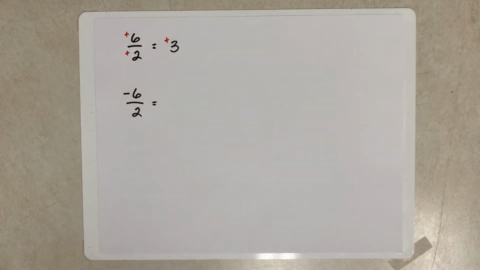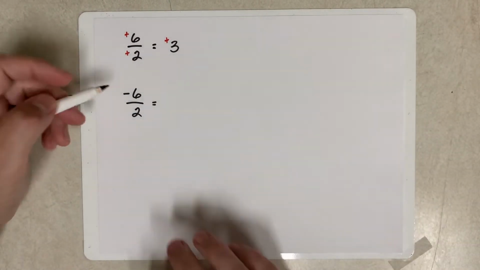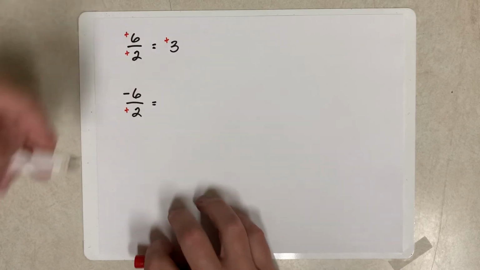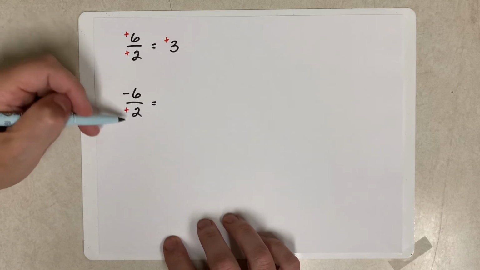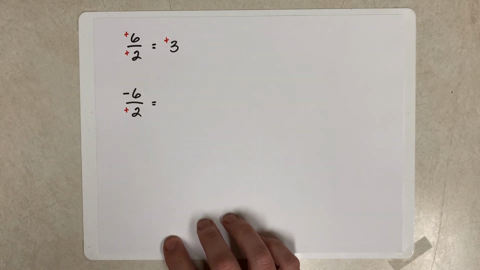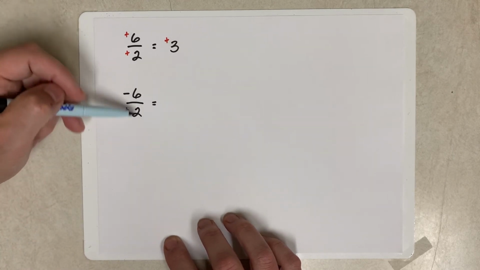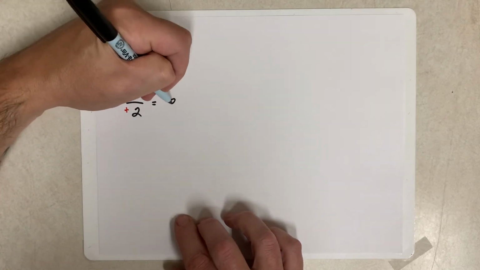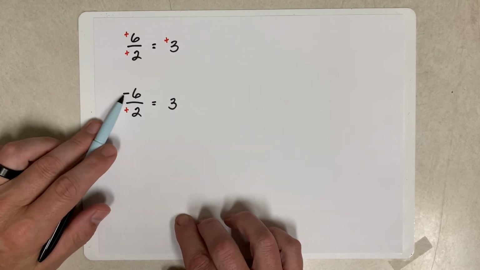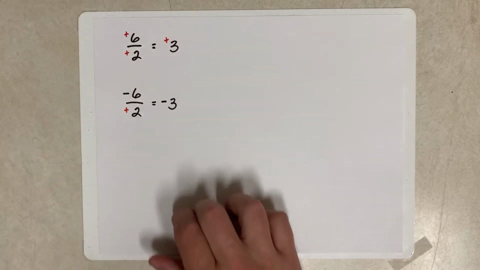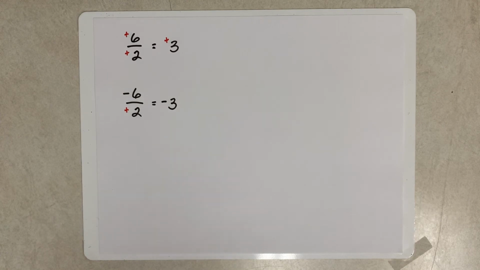So now what happens? Well, now we have negative over positive. Now, whenever a negative and a positive come in contact with each other like this, the negative is going to win, right? So we know our answer is going to be negative. We know that 6 divided by 2 is 3. But we have to be careful because with a negative and a positive, the negative is going to win, and we're going to make that a negative 3 with division.